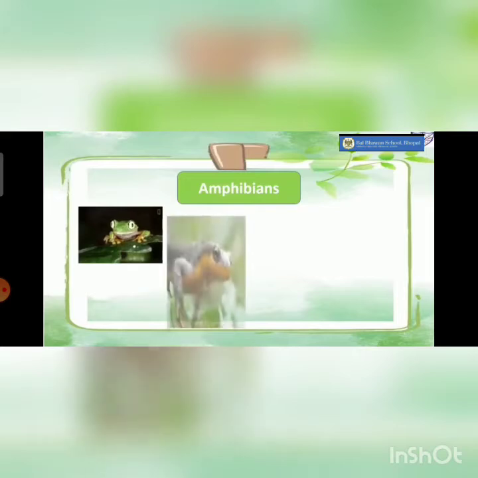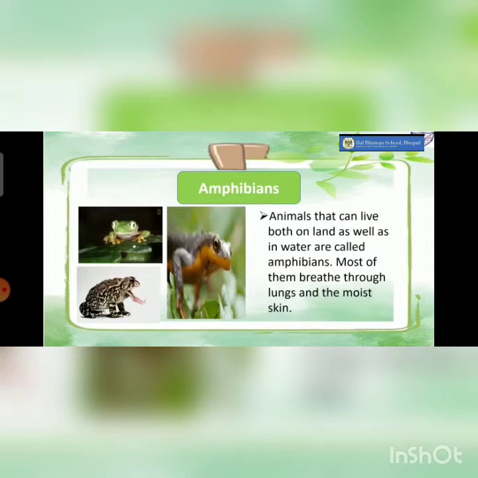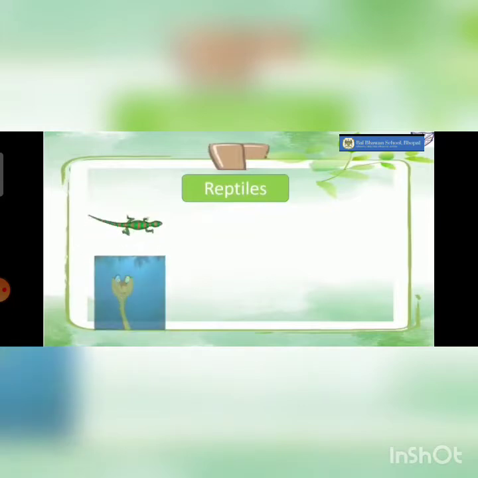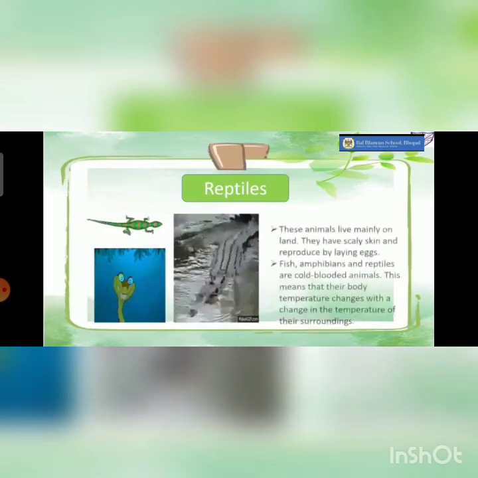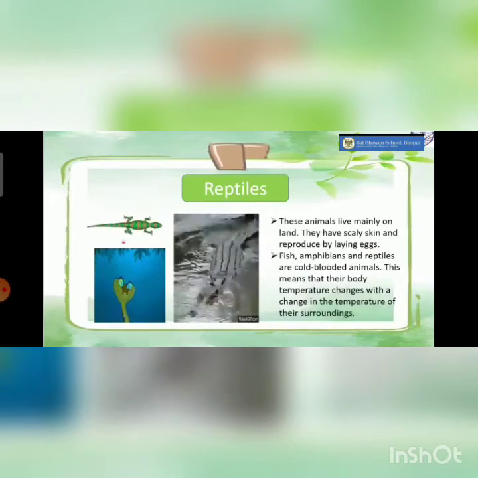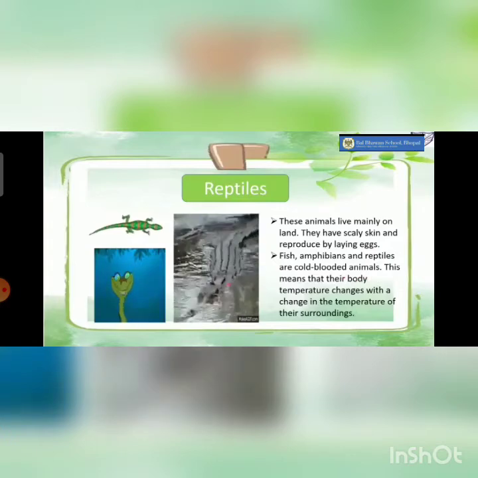Now, coming to the next category, that is amphibians. These animals can live on land as well as in water. A very common example is the frog. Most of them breathe through lungs when they are on land and through moist skin when they are in water. Coming to the next category, reptiles. Reptiles are the animals that live mainly on land. They have scaly skin and of course they reproduce by laying eggs.